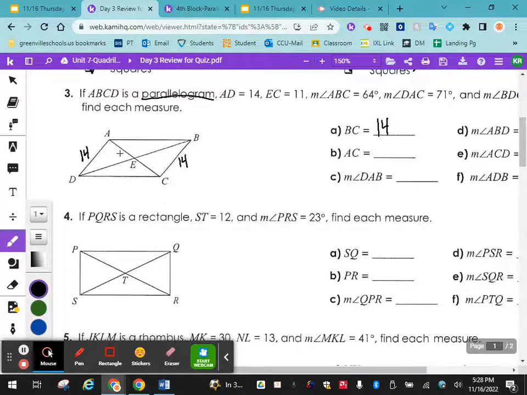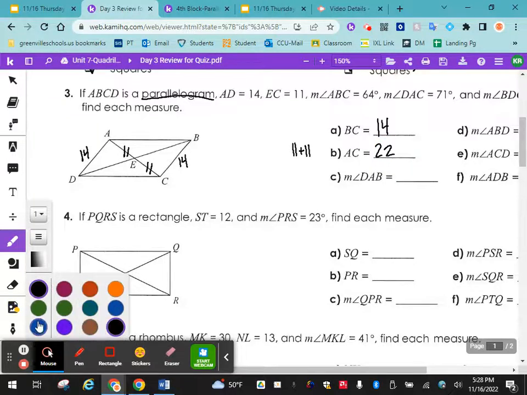AC, the diagonal. What we know about diagonals for parallelograms is that they bisect each other. So if EC is 11 on this side, AE is also 11 on that side. So to get AC, 11 plus 11 is 22.